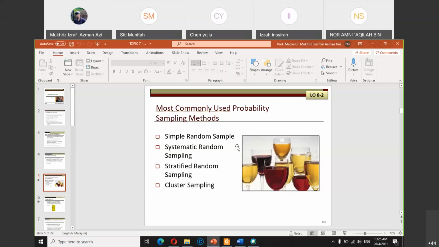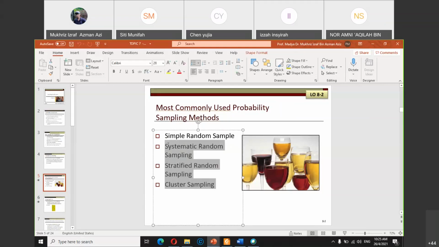Whenever you want to collect primary data, data that is based on a survey, there are several methods. These are the most common ones: simple random sampling, systematic, stratified, and cluster sampling. Of course, we're not going to discuss this in detail for economics students. I believe every one of you belongs to the Bachelor of Economics or Bachelor of Agribusiness.